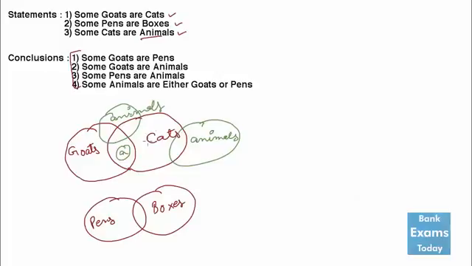Some goats are pens. There is no relation between the goats and pens. So this one is false. Got it. Some goats are animals. If we look at this one, these two circles, the goat circle and this animal circle, then we will find that this conclusion is following. But give a look to this circle. If this is the situation, here are animals and here are goats, then the conclusion doesn't follow.